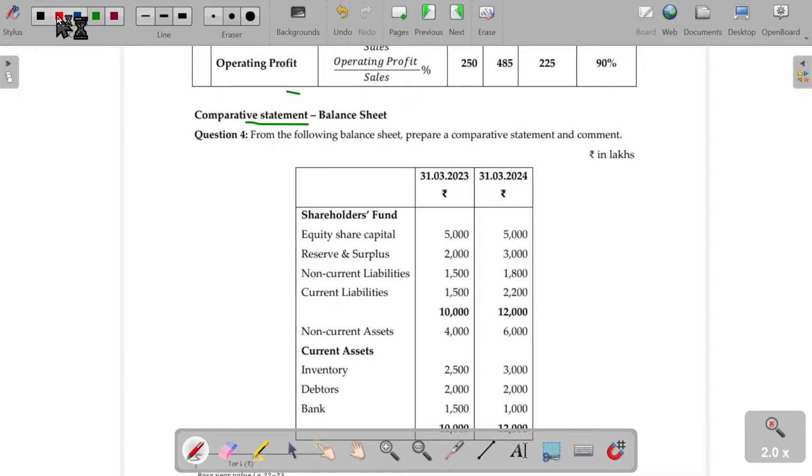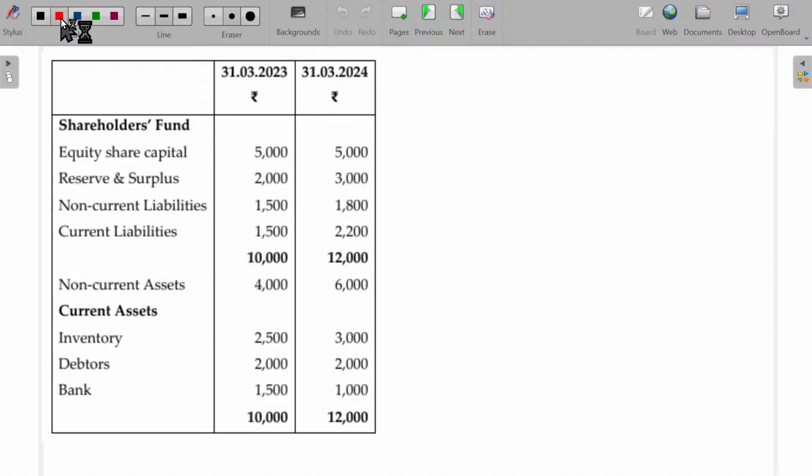Now, the comparative statement for the balance sheet. Tell me, what about the change in the assets and liabilities? For the equity share capital, no change. For reserves and surplus, 1000 increases. For non-current liabilities, 300 increases. And for the current liabilities, I can make a slight change here. This is converted into 1000. This is 3000.